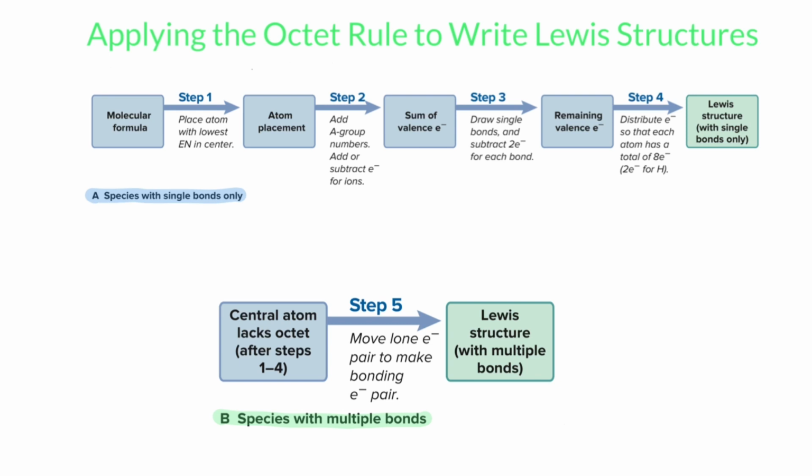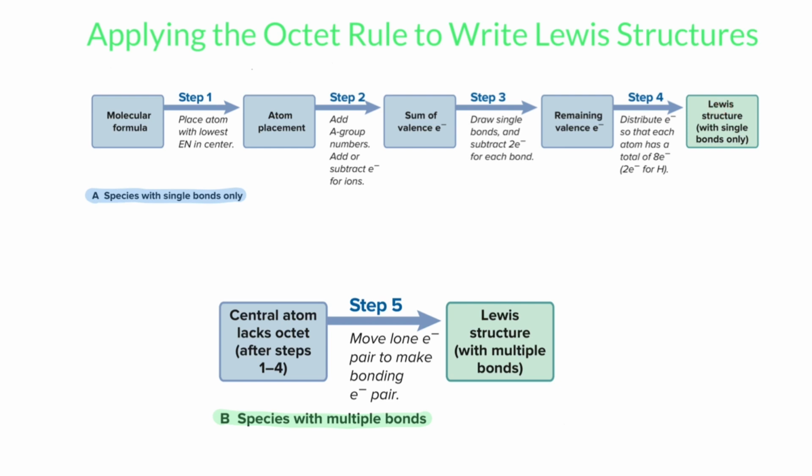For example, the sum of total valence electrons is 10, and it forms 3 bonds. Any element forms, for example, 3 bonds. So each bond has how many? 2 electrons. 3 into 2 how much? 6. Then how many valence electrons are left? 4. So draw single bonds and subtract 2 electrons for each one, then you will get the remaining. It means 3 into 2, 6 electrons are utilized for bond formation and 4 electrons are left, meaning 2 lone pairs are left.